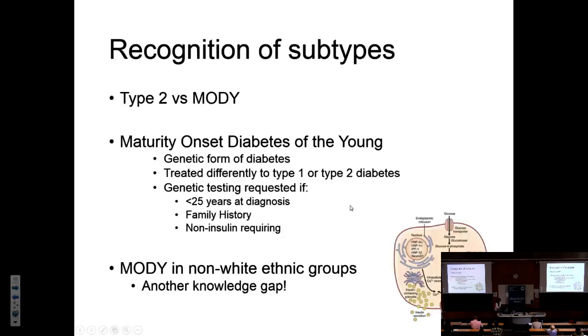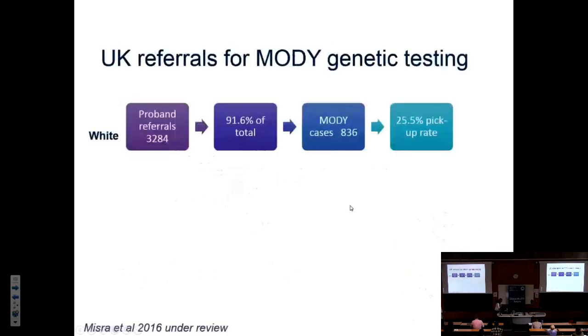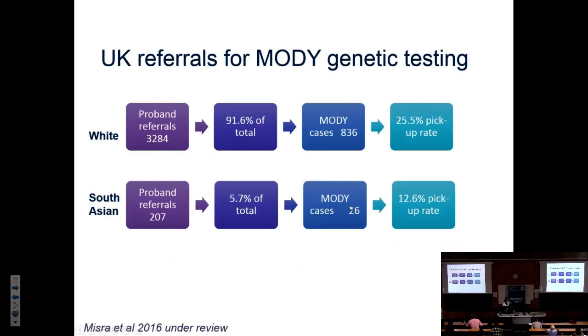So what about MODY in ethnic groups? Well, that's another knowledge gap. But I've looked at all of the referrals for MODY genetic testing, and what I've found, and this is submitted, is that of all the white people that were referred for genetic testing, a quarter of them would have a mutation found in one of the genes that could cause MODY. But when the South Asian people were referred for genetic testing, the pickup rate was half of that, so around about 12.6%. And we're looking into why that might be, but it seems like there is more young onset type 2 diabetes in the South Asian group.